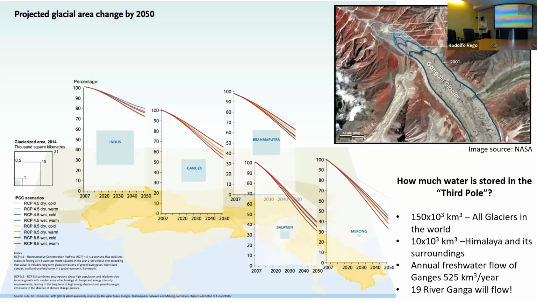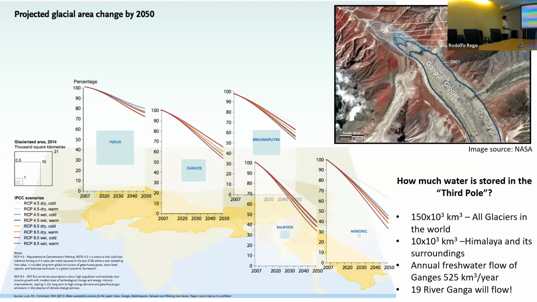It is the same scenario overall. If you look at the Indus Basin, the glacier area is projected to change by 2050. In the Ganga, Brahmaputra and Southeast Asia it is even more severe. Look at Salween and look at Mekong. It is expected that there would be a 50% shrinkage in the glacierized basin.